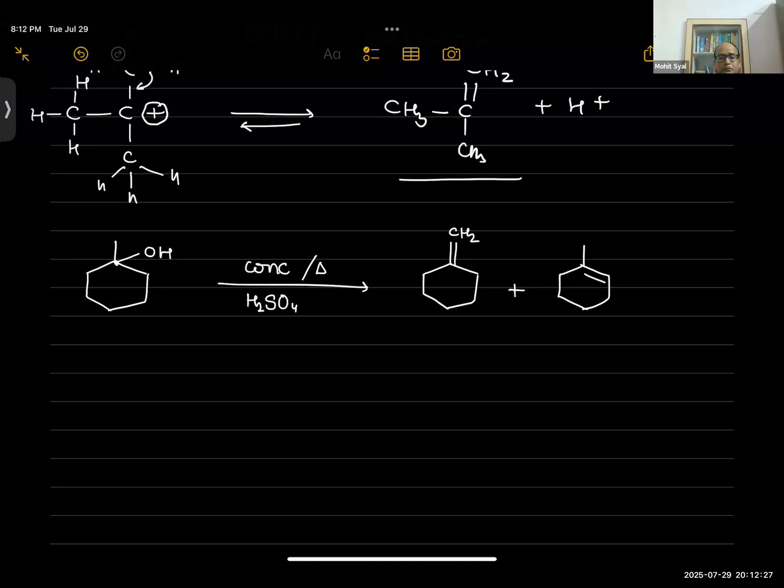The second one. Why? This is the major product, right? And this is the minor product. Got it? That is formed in a large quantity.